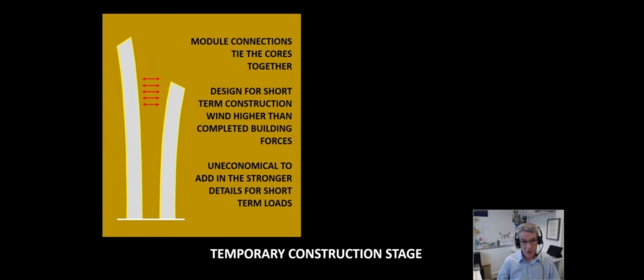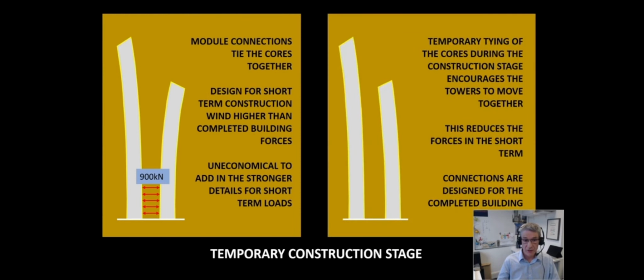When we add in the modules and connect them between the two cores, we effectively tie the cores together. So then you end up designing for the short-term construction wind rather than the completed building forces, which can be uneconomical. The solution we adopted was to add 3 levels of temporary tying over the height of the building. This reduces the forces in the short term. So when you drop the modules in, the forces drop quite significantly. And then your connections are designed predominantly for the permanent loads in the building.